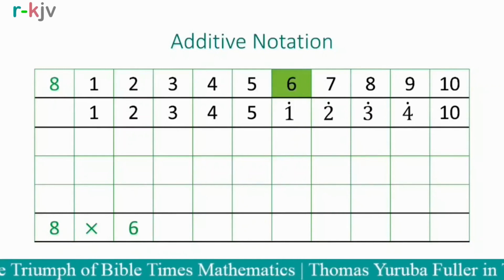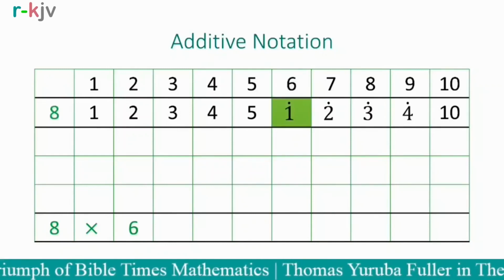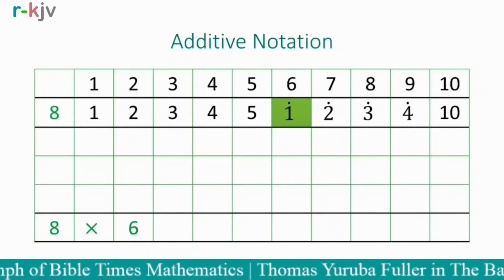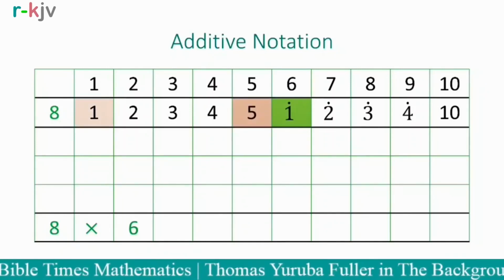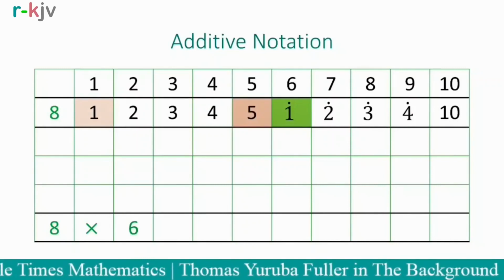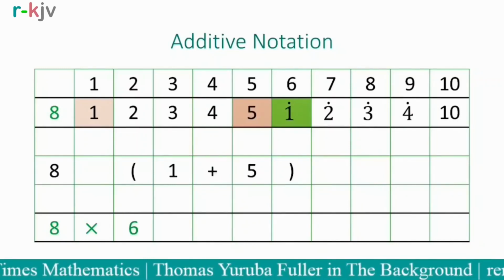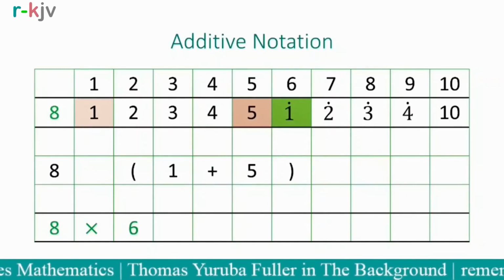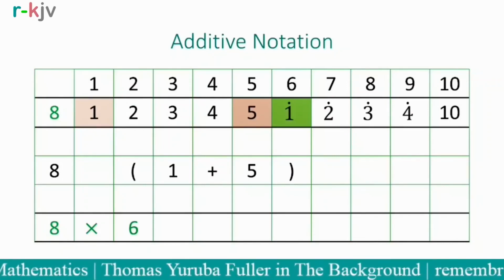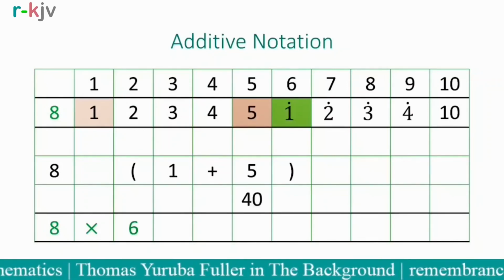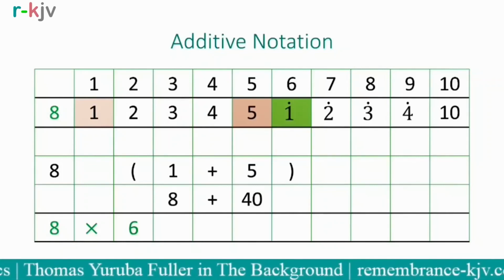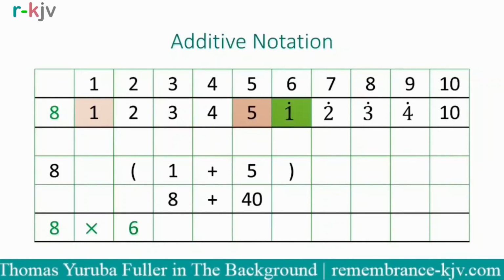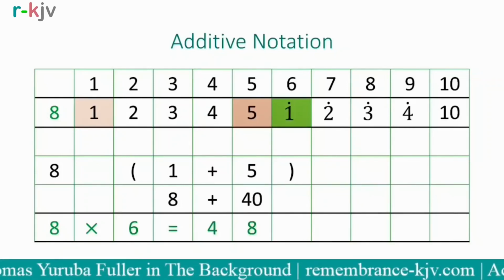8 multiplied by 6 is the same as saying 8 multiplied by dot 1. Dot 1 is 5 plus 1. This multiplication is interpreted as the multiplication between 8 and the bracket of 5 plus 1. 8 by 5 is 40, and 8 by 1 is 8. The solution is therefore 40 plus 8, which is 48.